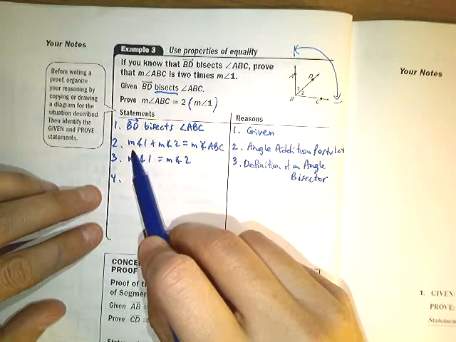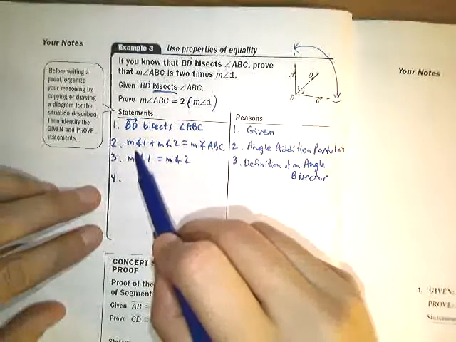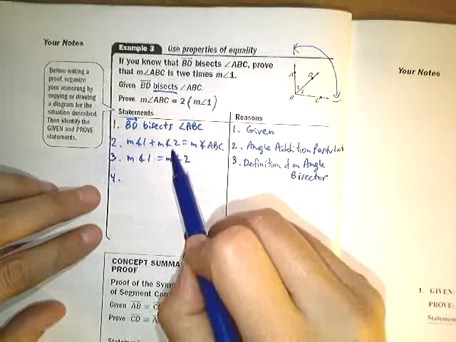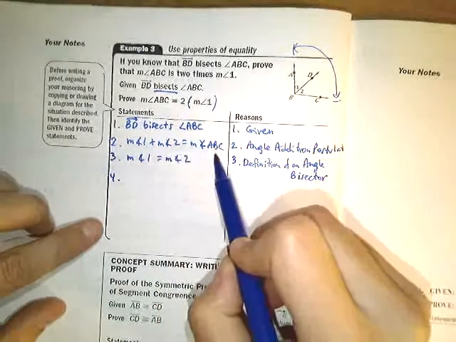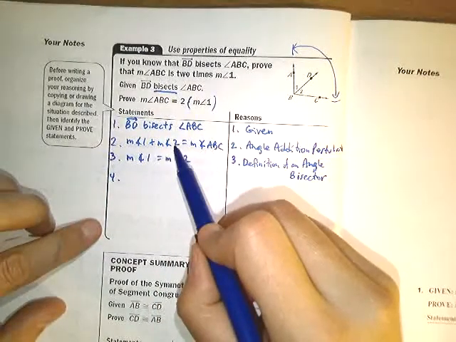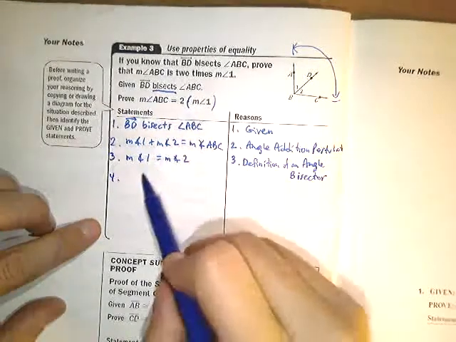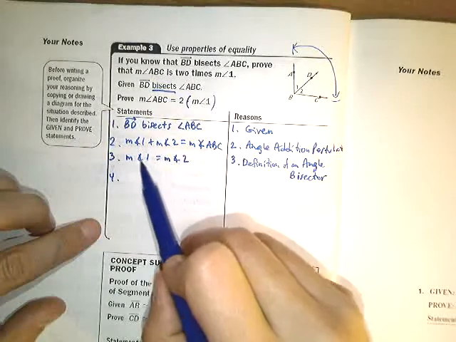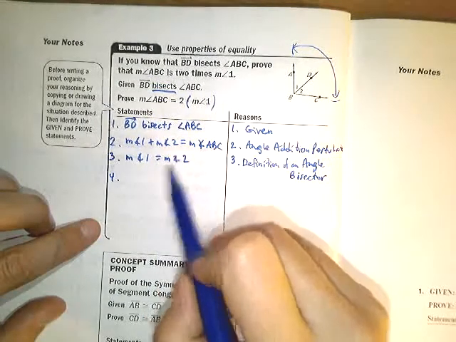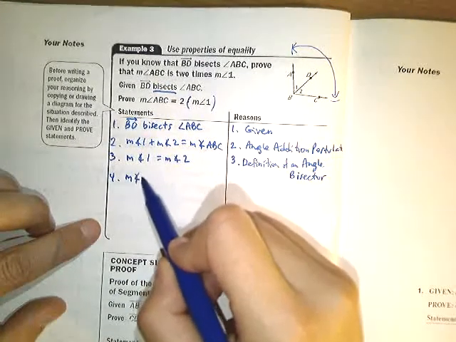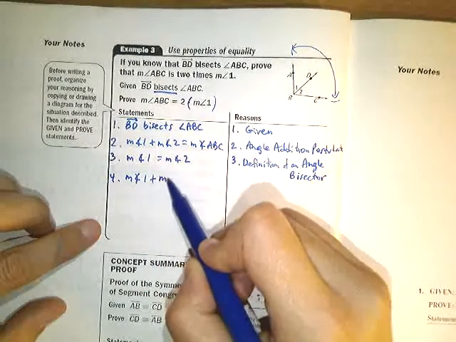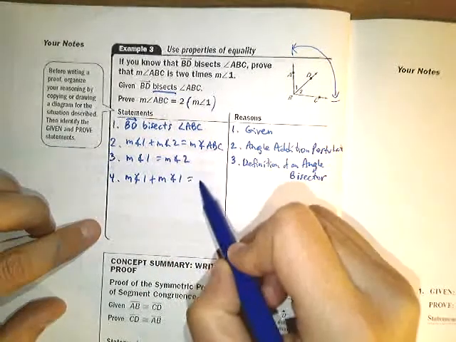Now, if you can see on line 2, I almost have that. Here I have the measure of angle 1 plus the measure of angle 2 equals the whole thing. If I could somehow get rid of this and state measure of angle 1, then I would be almost there. Now I can do that because line 3 says that the measure of angle 1 and the measure of angle 2 are the same. So when two things are the same, we can always substitute one in for the other.